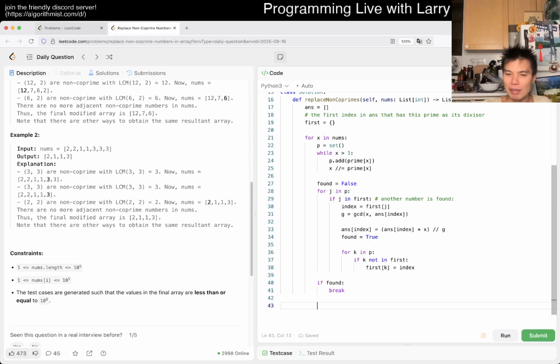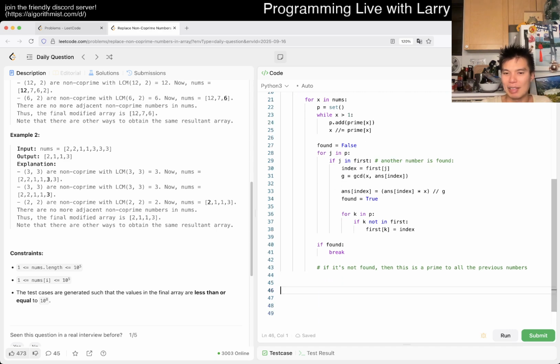Okay, and then now if it's not found, then this is a prime to all the previous numbers. Actually, I don't like the way I'm doing it, because I feel like I messed up here. You can have something like 2 and then 3, right? Of course, 2 and 3 are relatively prime, so they're not going to add to each other. But then later, if you get a 6, 6 will only merge to the 2 to get a 6. But then now we have to merge again. So I think I messed up here.